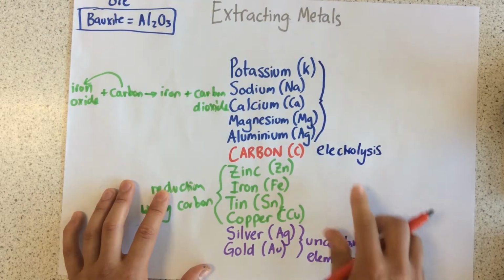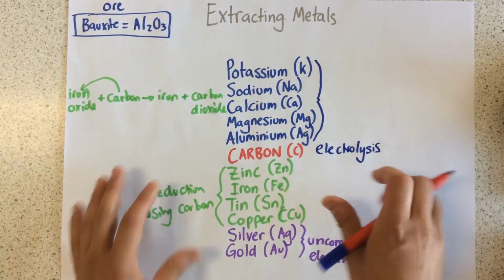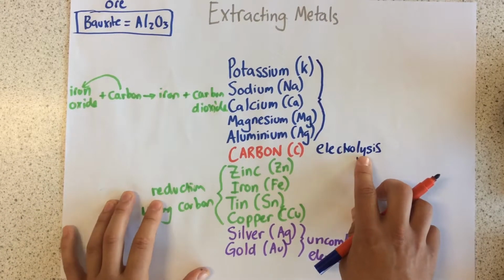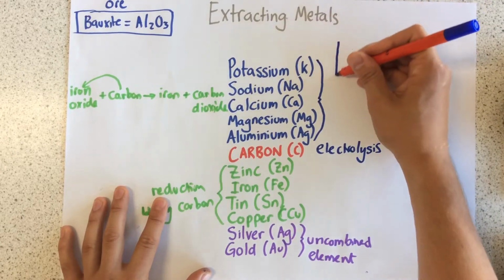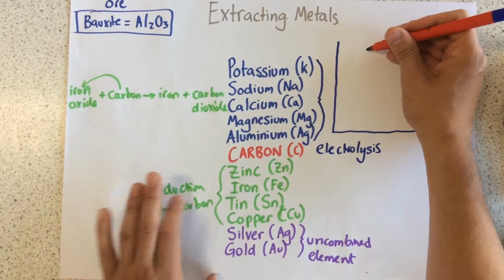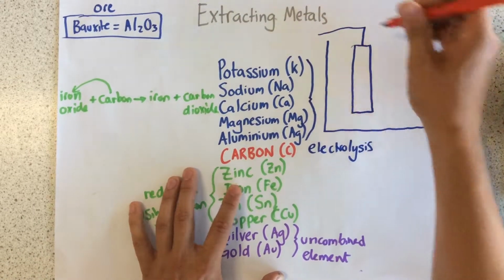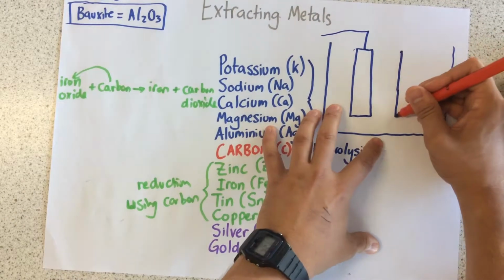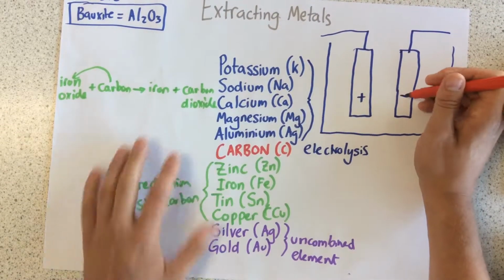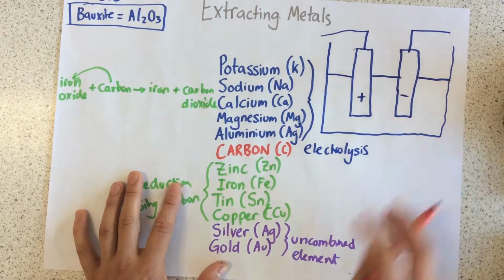Now electrolysis, think about the word: electro means using electricity, and lysis means splitting or separating. So electrolysis just means separating using electricity. So let's have a quick look at how this works. What I'm drawing right now is two different electrodes, a positive electrode and a negative electrode. The positive electrode is called the anode and the negative electrode is called the cathode.